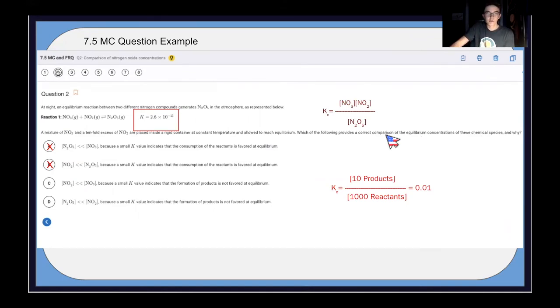So let's start by looking at our K value. Now our K value is 2.6 times 10 to the negative 11. So that is a very small K value. And like we saw before, there will be many more reactants than products to get our small K value. So when we look at A and B, we see that they favor the consumption of reactants. And with our small K value, we know that we have plenty of reactants. So we know right away that both of these are wrong.